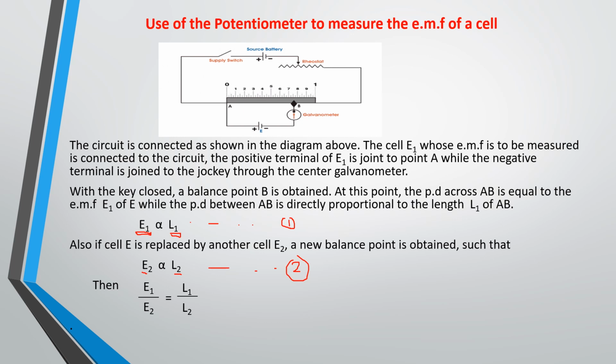So this is basically the equation that you use to solve for the EMF or the length of a wire, as the case may be. Depending on the variable that you are asked to look for in the potentiometer experiment, this is the equation that you will apply. Anytime you carry out an experiment on the potentiometer in the laboratory, this is the equation you will use to solve for whatever variable you are looking for.